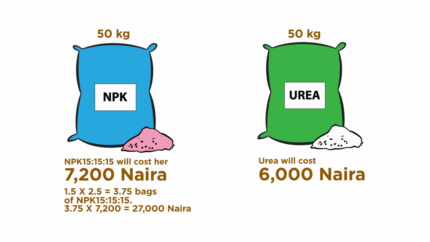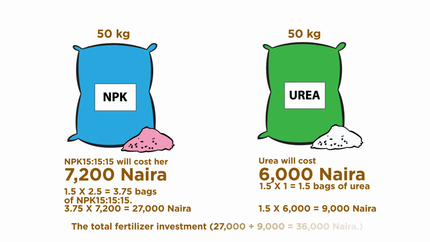In addition, she will need to apply 1, the number of bags of urea per acre, times 1.5, the area of her field, or 1.5 bags of urea to her field. This will cost 1.5, the number of bags of urea, times 6,000, the price of urea in naira per bag, or 9,000 naira. The total fertilizer investment will then be 27,000, the cost of NPK 15-15-15, plus 9,000, the cost of urea, or 36,000 naira.